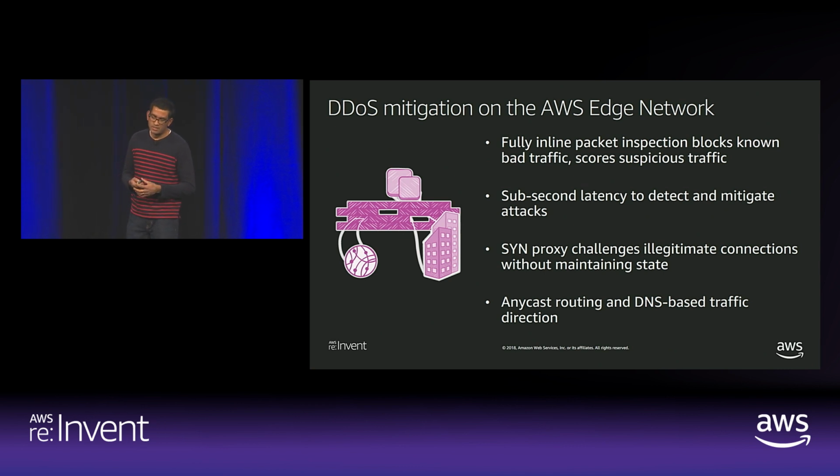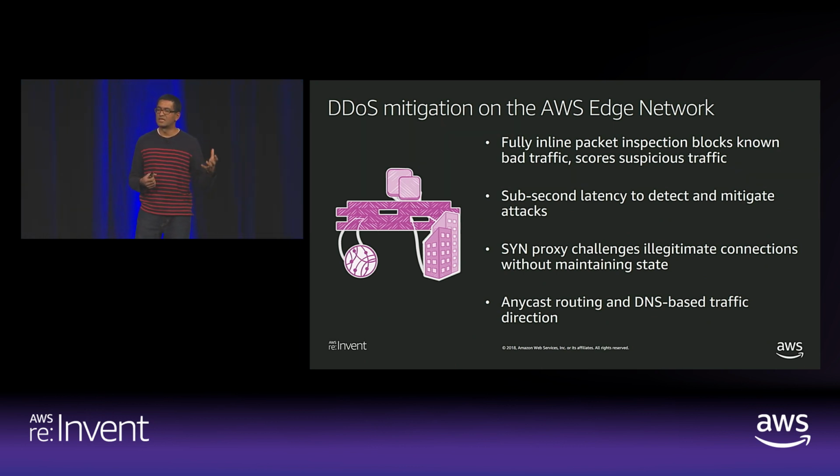AWS Edge network. So first, our proprietary Blackwatch system is sitting fully in line, and it inspects every packet before it reaches CloudFront or Route 53. When the traffic is bad, it automatically drops that traffic. When traffic looks suspicious, the Blackwatch devices will give it a suspicion score and rank the traffic based on that suspicion score. This helps, again, keep your application available and also minimize the risk of false positives.